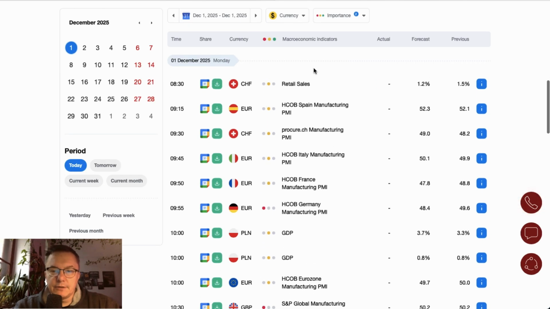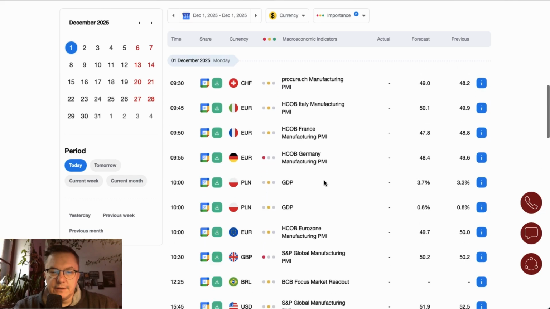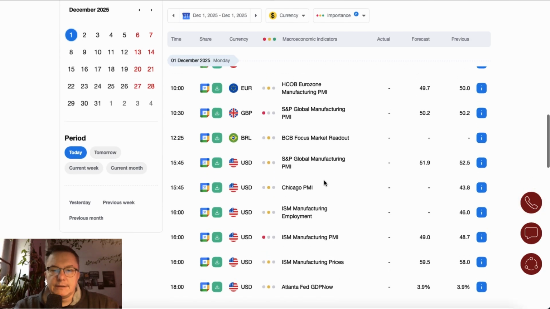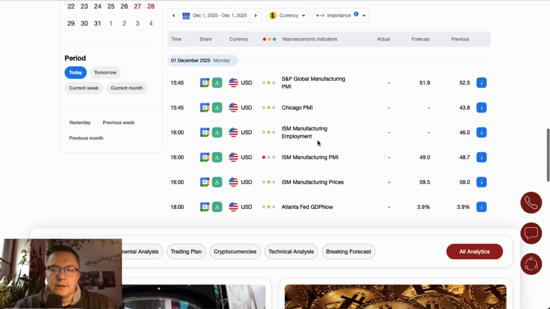You are still waiting for the retail sales data in Switzerland, and then we got all of this manufacturing PMI data from across the Eurozone: Spain, Switzerland, Italy, France and Germany. At 10 o'clock we got the GDP data from Poland, and at 10 o'clock we got the Eurozone manufacturing PMI. 30 minutes later, S&P global manufacturing PMI data from UK are scheduled for release, and then of course we got data from the US in form of the global manufacturing PMI data.